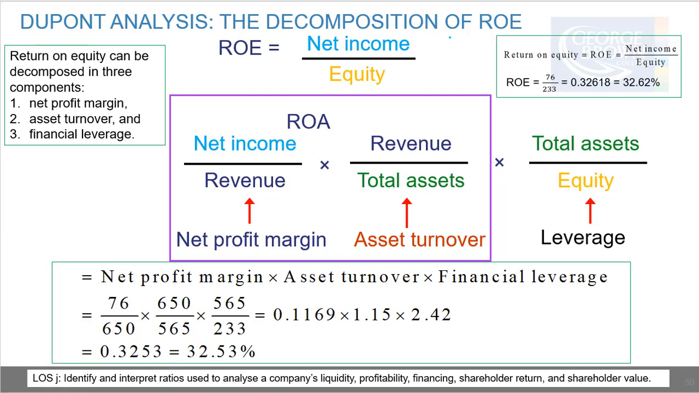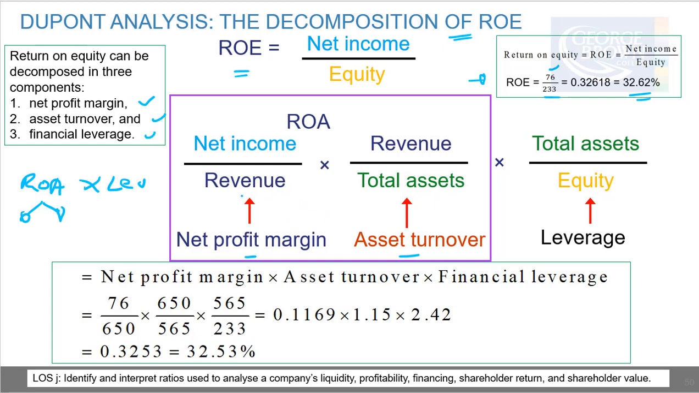So we're down to the last slide now, the decomposition of return on equity. Return on equity is net income over equity. For ABC company, 20x2, net income 76 million, equity 233 million. So the ROE was 32.62%. We also said that we can calculate ROE as return on assets times leverage, and return on assets we could further decompose into the net profit margin times the asset turnover. So here we are finally at the last stage. Return on equity can be decomposed into three components: net profit margin, asset turnover, and financial leverage.